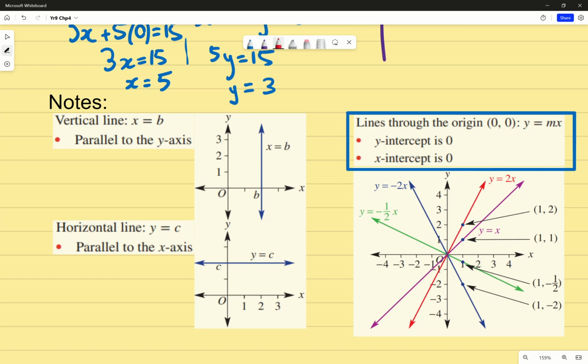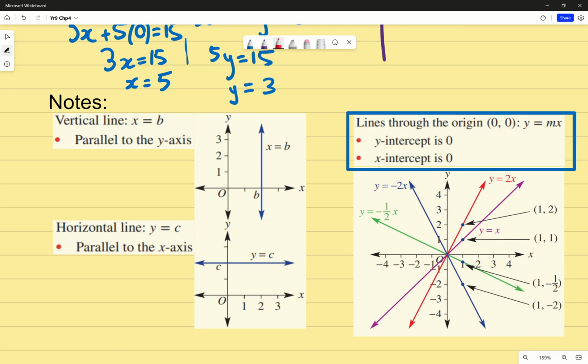Now, the confusing part is a lot of students think, well, the y-axis is vertical, therefore vertical should be y equals blah, blah, blah. It's actually the opposite. With our vertical line, our x value never changes, does it?